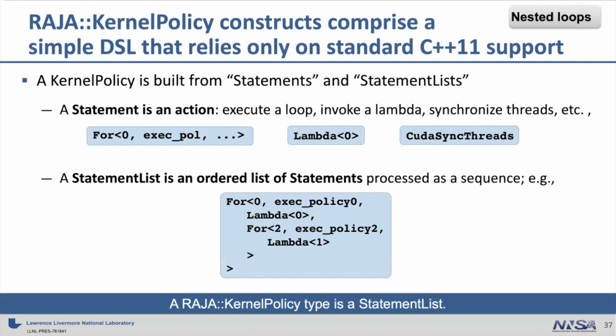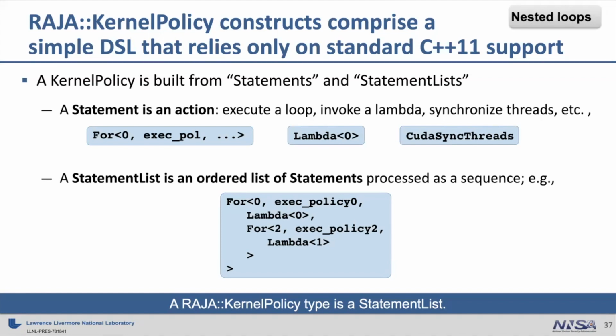So that kernel policy constructs a simple domain-specific language relying on that C++ standard support. Basically, you have statements and statement lists. Statements are actions, saying like execute this loop, invoke this lambda, or synchronize threads. And then a statement list is just how you piece it all together.